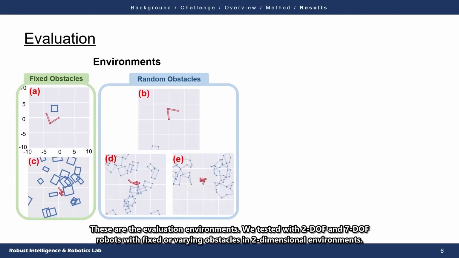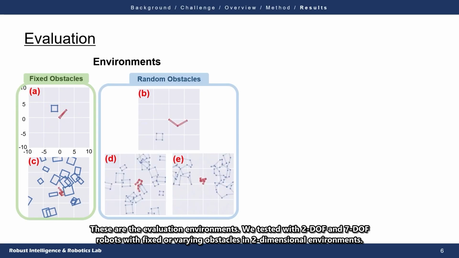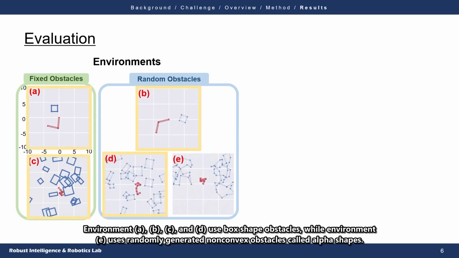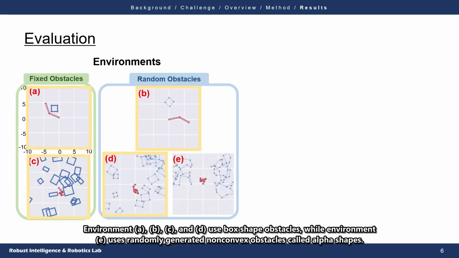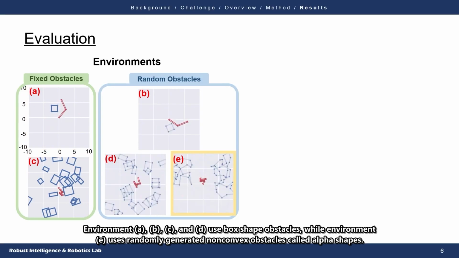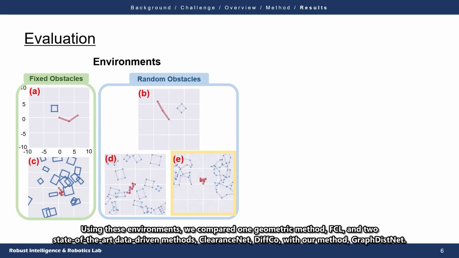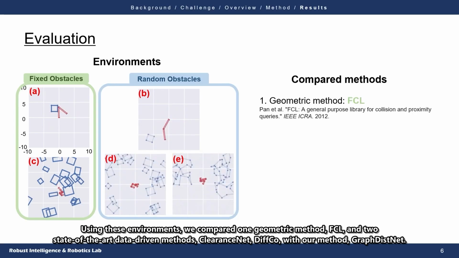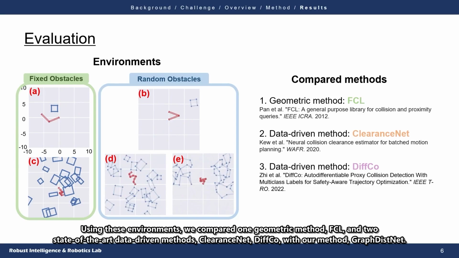These are the evaluation environments. We tested with 2 DOF and 7 DOF robots with fixed or varying obstacles in two-dimensional environments. Environments A, B, C, and D use box-shaped obstacles, while environment E uses randomly generated non-convex obstacles called alpha shapes. Using these environments, we compared one geometric method, FGL, and two state-of-the-art data-driven methods, ClearanceNet and DIFCO, with our method, GraphDistNet.